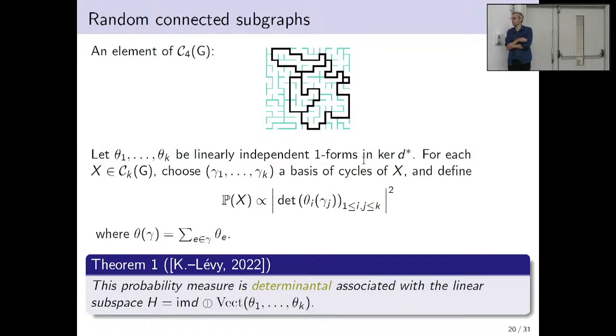Using this, I can define a probability measure just by normalizing it. And what we have shown with Thierry Lévy is that this probability measure is determinantal, and the subspace is very simple to describe. The subspace H is just the image of D as we had seen before, plus the span of these k forms. So plus a k-dimensional subspace, which is just this thing.